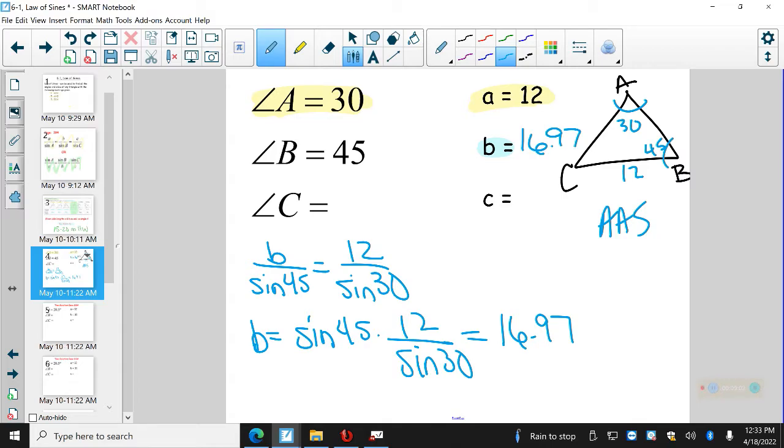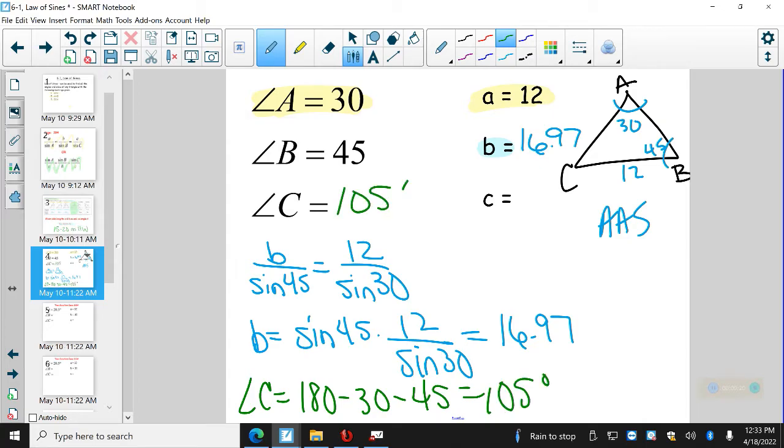Do we understand that, yes or no? Yes. Now, how do I find angle C? Well, the angle has to be 105. That's going to be 180 minus angle A, which is 30, minus angle B, which is 45, and that's going to give me 105 degrees, which is left out of the 180. So it'd be C over sine. Does that make sense, yes or no?